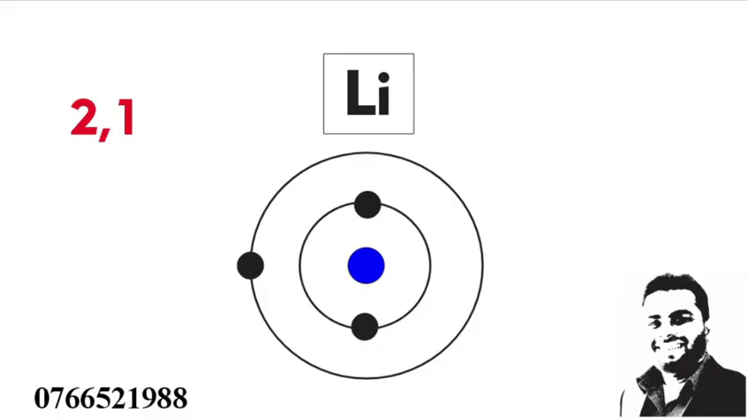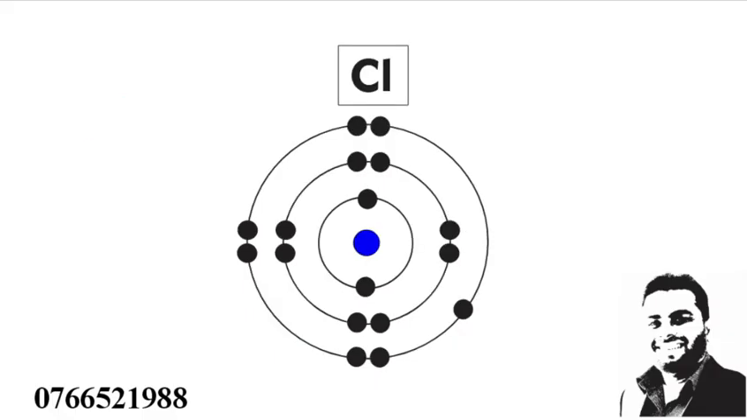That is 2, 1, that is lithium, 3. Atomic number is 3 in case of neutral atoms. Chlorine is a neutral atom here, it is mentioned. So 2, 8, 7, that is 17. So you can identify it's chlorine. When you look at this structure, you should be able to identify the atom, a particular element.